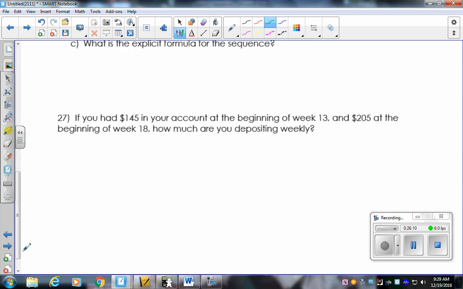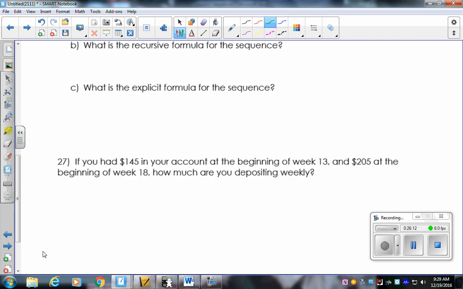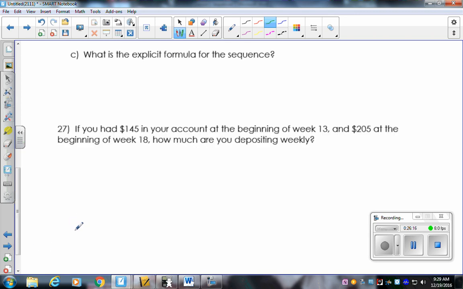All right, we're going to take a look at 2 more together, 2 word problems, and the rest will be for you to use as practice. So number 27 tells us, if you had $145 in your bank account at the beginning of week 13 and $205 at the beginning of week 18, how much are you depositing weekly? Okay, what's it asking me for? It's asking for the common difference.